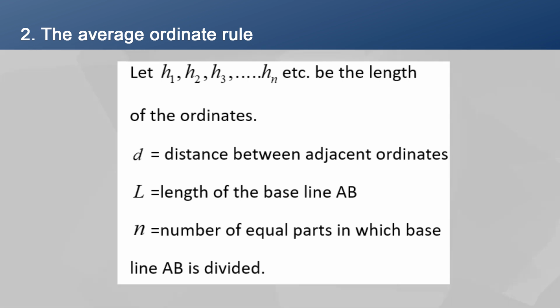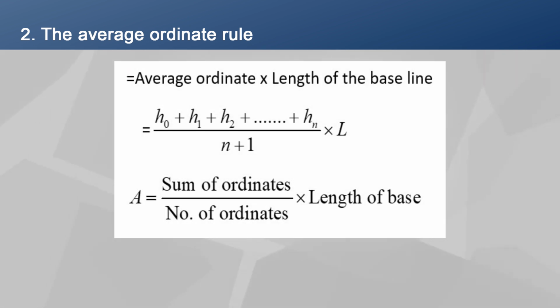In this particular method, it is assumed that the entire area is made equal to a rectangle whose length is equal to the baseline and breadth is equal to the average of all the ordinates. So, the area will be average ordinate into length of the baseline. Length of the baseline is L.